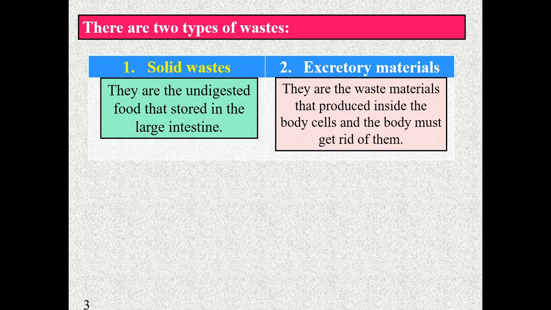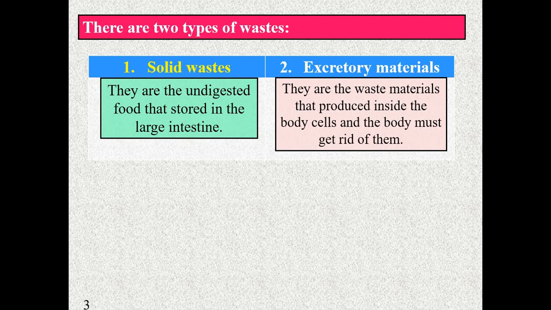The second type, excretory materials, are cell wastes. They are waste materials that are produced inside the body cell, and the body must get rid of them. So solid wastes are different from excretory materials. Solid wastes, or stool, that we get rid of through the toilet, are undigested food that is stored in the large intestine, while excretory material is the cell wastes.